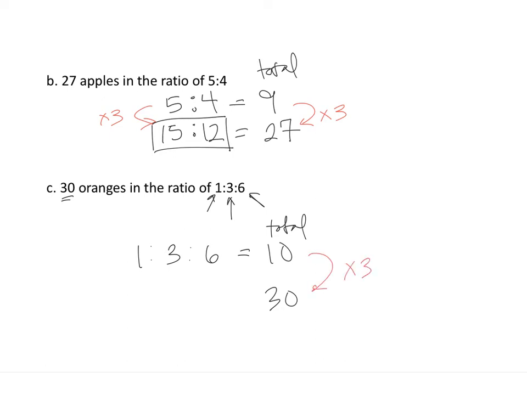Times 3 in this case, because 10 times 3 makes 30, so we have to scale this up by 3. So this would make 3 to 9 to 18. So if we were to give these oranges away, Clara would get 3 oranges, Liam would get 9 oranges, and Jack would get 18 oranges. If we had a total of 30 in total.